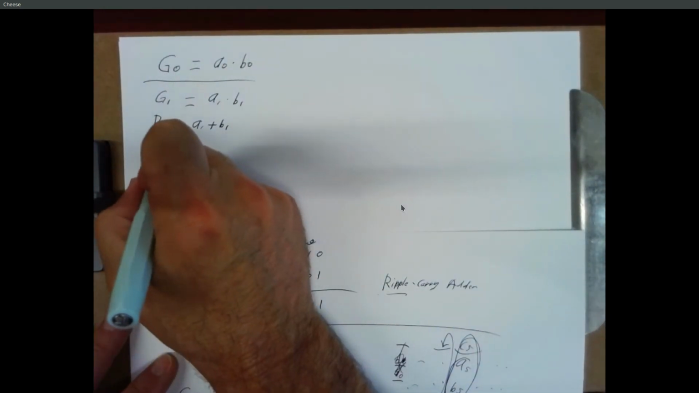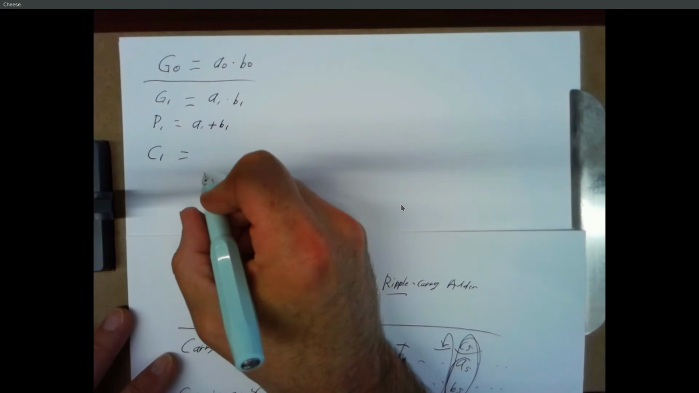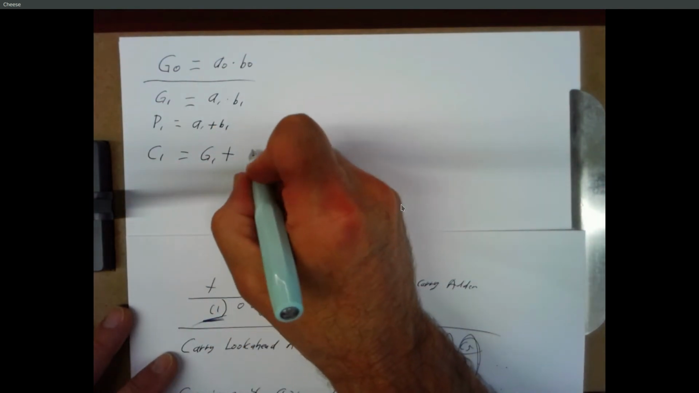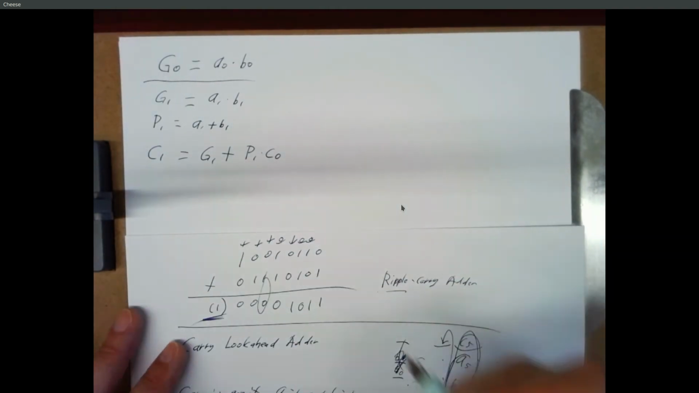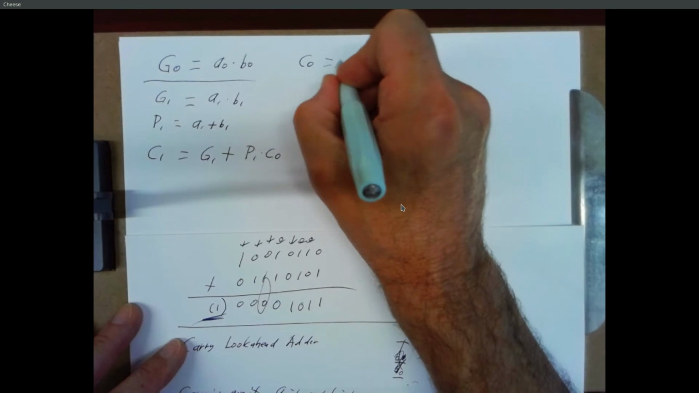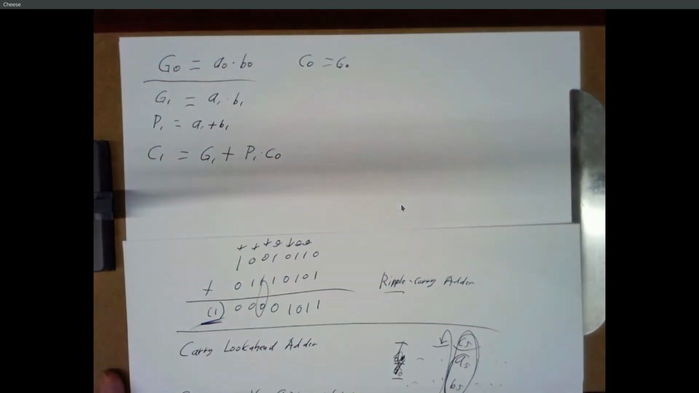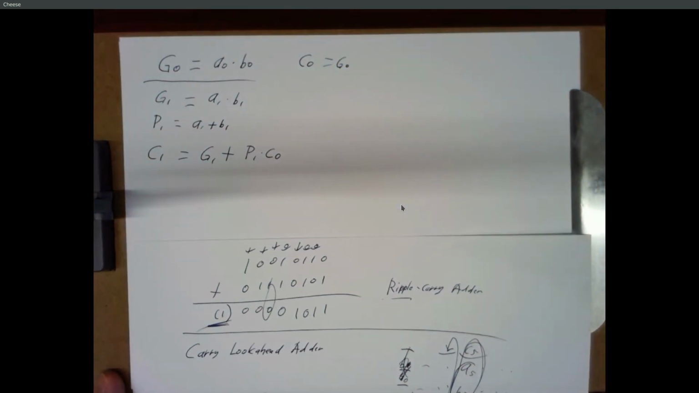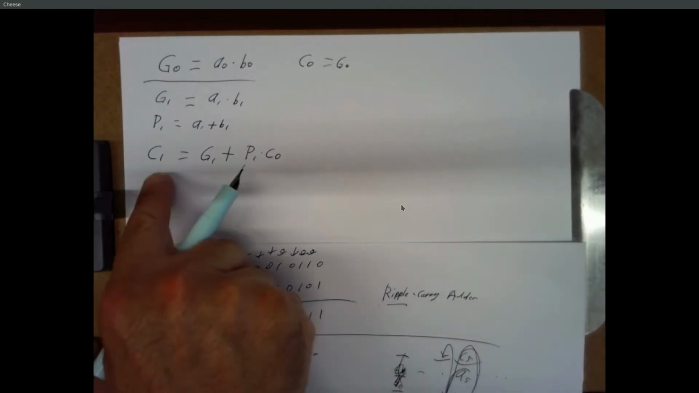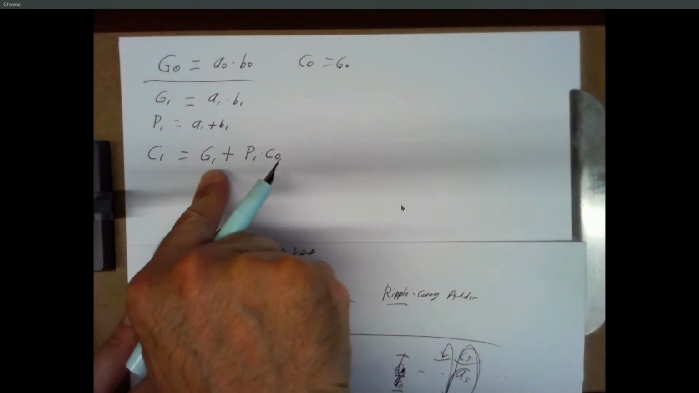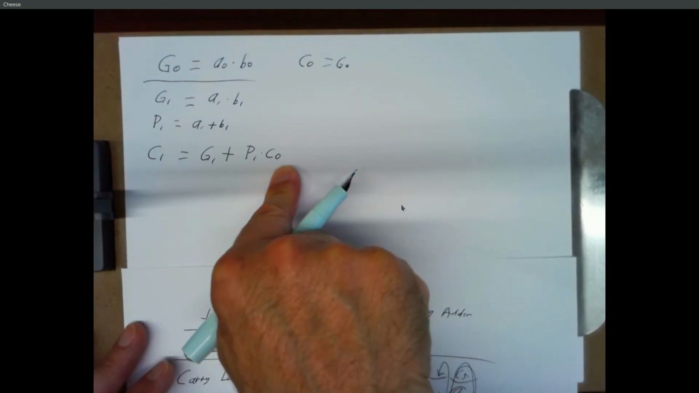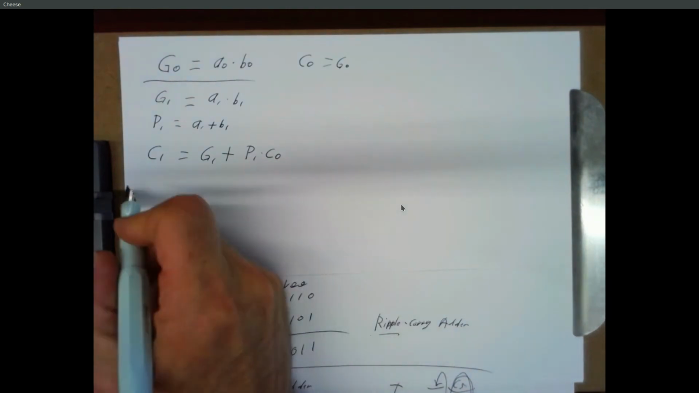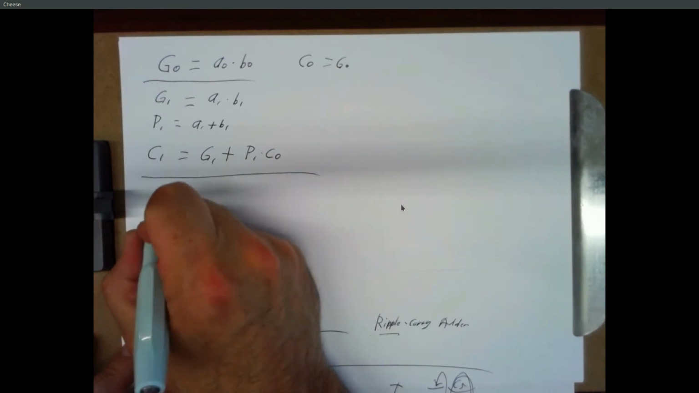And the carry out of bit position 1 will be true in the following cases, either because it's generating it or because it's propagating and it had an incoming carry. So this is the outgoing carry from bit 0, that's the incoming carry to bit 1. So bit 1 generates an outgoing carry if it generates a carry itself or it propagates a carry and there's a carry coming in. And now we can just go to town.